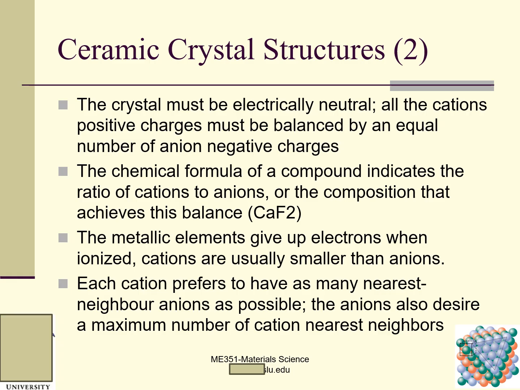So this is true for most of these metal atoms, metal ions. They are smaller than the counterparts of these non-metal elements. So each cation prefers to have as many nearest neighbor anions as possible. The anions also desire a maximum number of cation nearest neighbors.